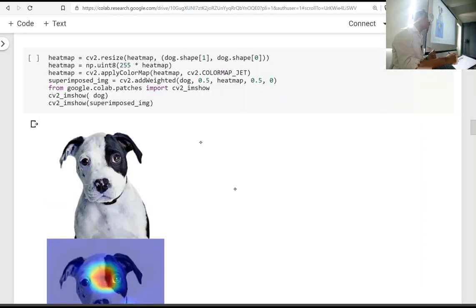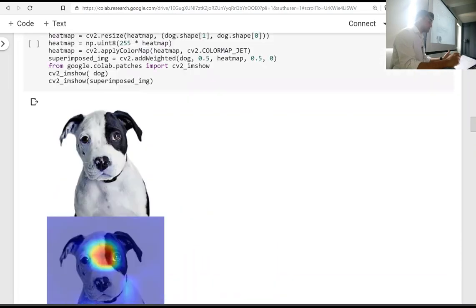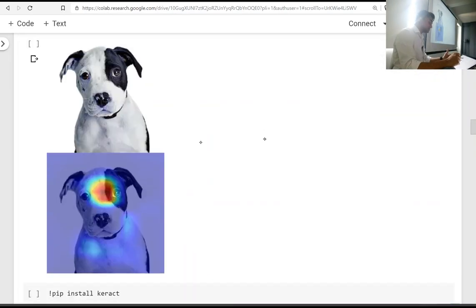And by the way, we printed a 14 cross 14 image here. This is not RGB. 14 cross 14 is just a gray image. But you're still getting colors here. Why is that? Because you're using something called a heat map. Right? How does a heat map look?